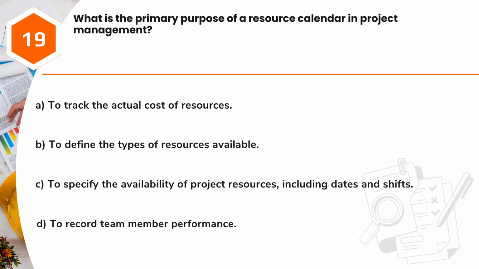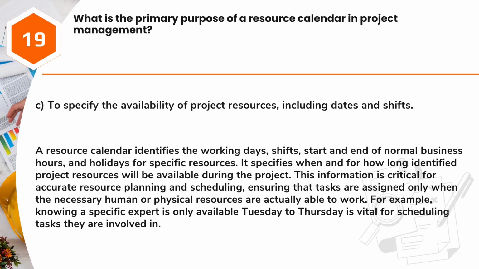Question 19. What is the primary purpose of a resource calendar in project management? A. To track the actual cost of resources. B. To define the types of resources available. C. To specify the availability of project resources, including dates and shifts. D. To record team member performance. Answer: C. To specify the availability of project resources, including dates and shifts.